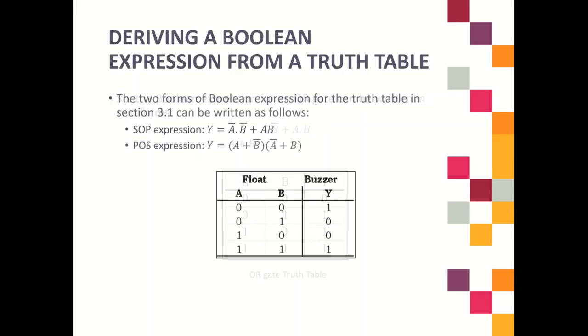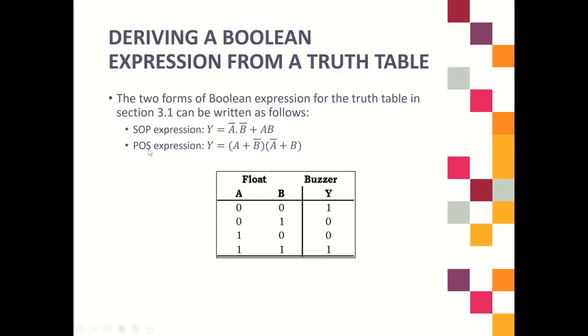Okay, so based on the example of the previous one, example 3.1, section 3.1, yang buzzer Y apa semua tu, we also can write the expression using two types of expression, either using SOP or POS. Previously yang kita buat sebelum ni, yang buzzer Y tu, kita gunakan SOP: A bar and B bar plus A and B. Other than SOP, we also can write using POS expression.